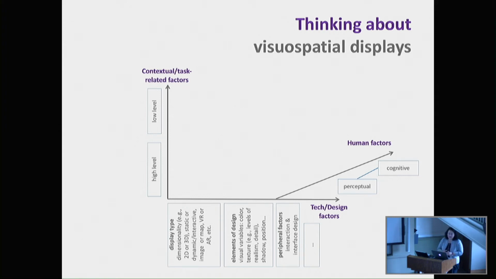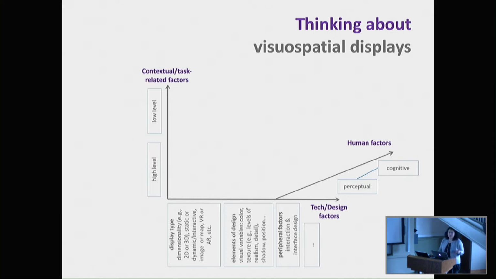So one framework I have, and I think about visuospatial displays, is this one, and this is on a three-dimensional space. You have human factors on the one hand: who is the audience, what are their perceptual and cognitive capabilities? I put a link here because this is actually a spectrum rather than a binary, so perception and cognition are not really separable, they affect each other. So what are their capabilities in terms of this?